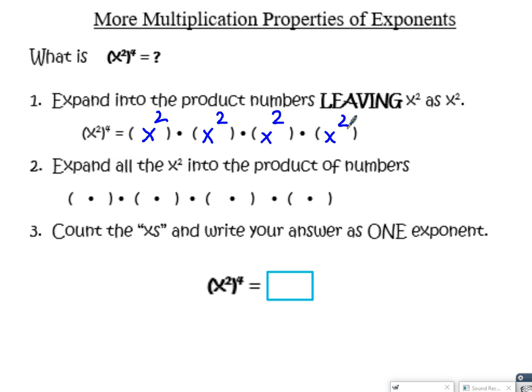Now we're going to expand all the x squareds into the product of numbers. So x times x, x times x, x times x, x times x. Lastly, we're going to count all the x's and write our answer as one exponent. We have 8 x's. So x squared to the 4th power is x to the 2 times 4, which is x to the 8th.